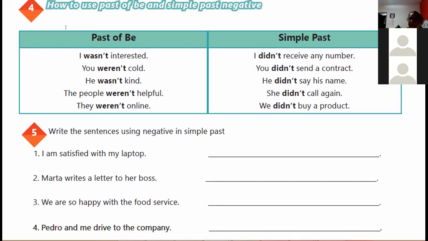Okay. I wasn't interested. You weren't cold. He wasn't kind. The people weren't helpful. They weren't online. Thank you very much. Now, please, Carla.